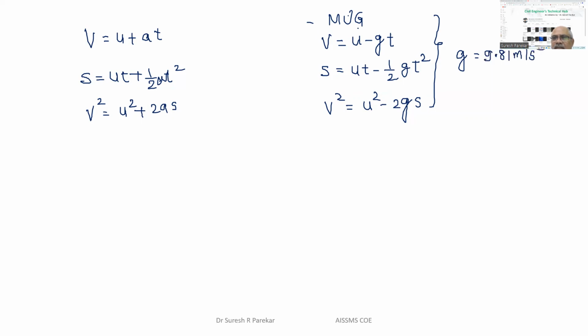And in all this, my value of g is now plus, be very careful, plus 9.81. Why plus? Because I already considered a equal to minus g. We have taken the sign convention over here. And therefore, always put the value of g as 9.81 meter per second square.